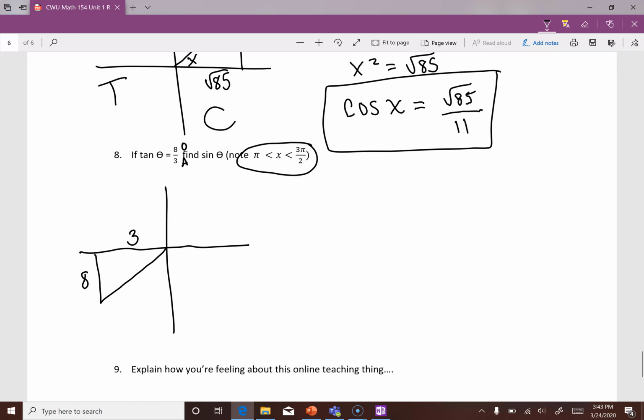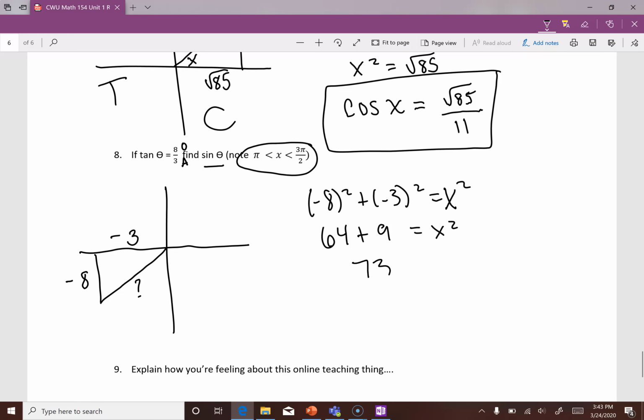However, let's think about the sign here. Here we are going left, and here we are going down. And that's okay, right? Because here it says positive, and we know that a negative 8 divided by a negative 3 is a positive. But we still need to solve for our hypotenuse here because we're being asked for sine. So I'm going to do negative 8 squared plus negative 3 squared equals x squared. That gives me a 64 plus a 9 equals x squared. That's a 73 equals x squared. Square root both sides, and I'm left with square root of 73 equals x.